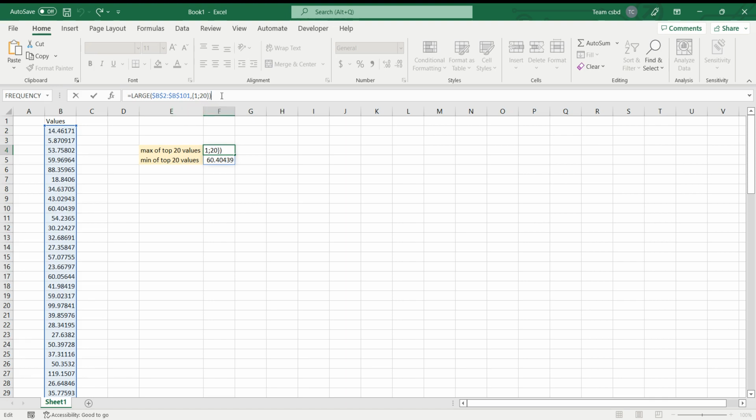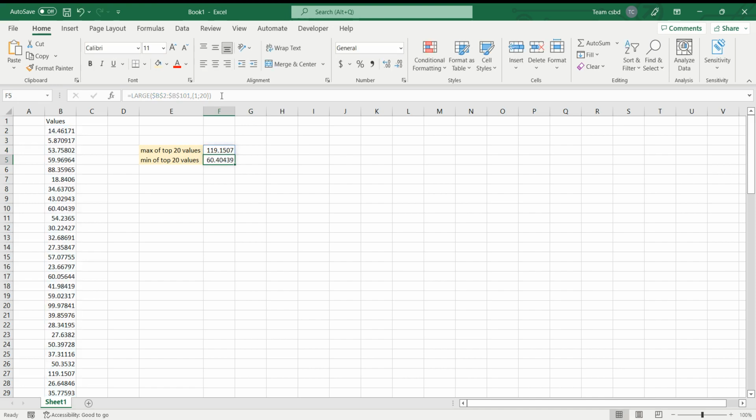If we run this, we can find these two values. The first one is the maximum value, or the top one value, and the last one is the minimum of the top 20 values, or the top 20th value.